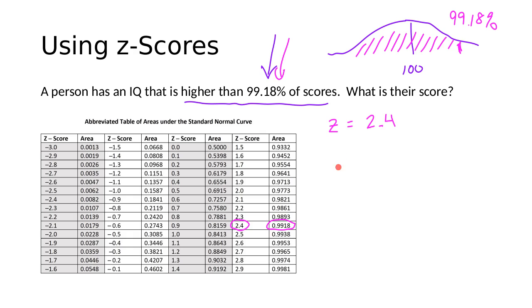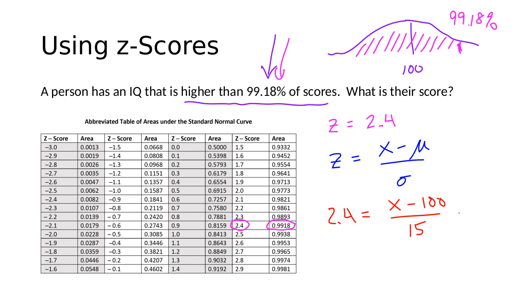I also know that a z-score is the data point minus the mean divided by the standard deviation. And here, I know what the z-score is. I know the mean is 100. I know the standard deviation is 15. I'm just trying to find x. So in this case, instead of plugging in to find out z, I'm going to solve this equation to find x. And I'll set up that 2.4 is equal to the data point that I'm looking for minus the mean divided by the standard deviation.